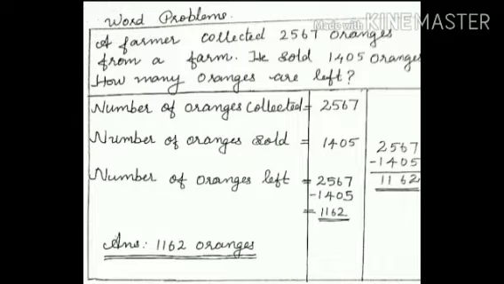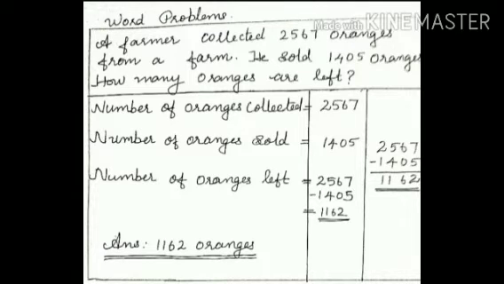That is 2,567 minus 1,405. First we have to start subtraction from the ones place. In the ones place the numbers are 7 and 5. 7 minus 5 equals 2. 6 minus 0 equals 6. Then next place 5 minus 4 equals 1. And 2 minus 1 equals 1. So what answer did we get? We got the answer 1,162. So how many oranges are left with him? 1,162 oranges are left with him.